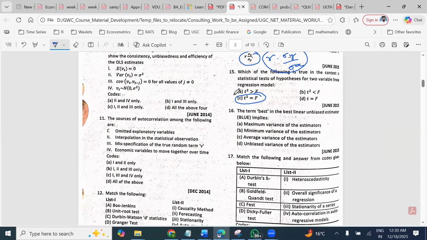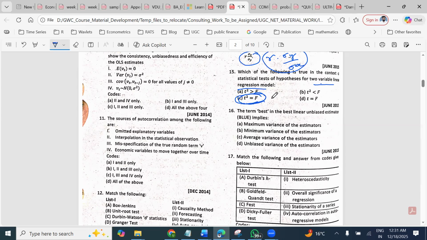But the question is here, under the null hypothesis, it can result in t square being greater than F. It is given. But here it is direct, okay? So sometimes the answer key will be misleading. Which one of the following is true for a two variable linear regression model? This is important. There is no special case over here. Only t square will be F.